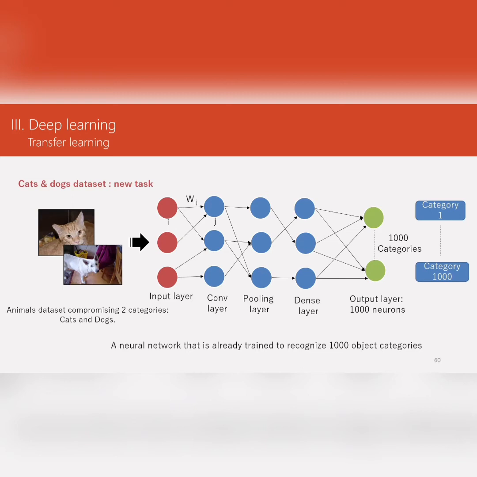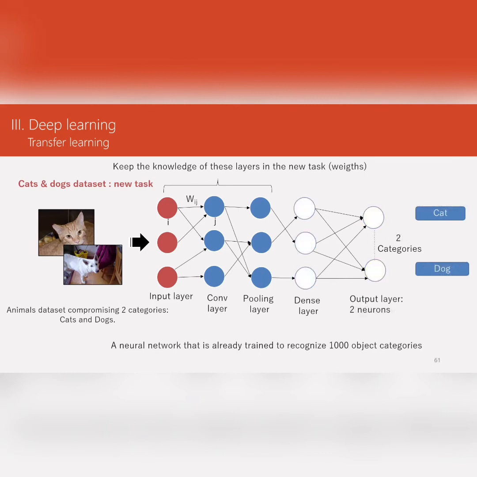So what we do is to freeze the early layers of the previous neural network to keep their weights or knowledge. So these layers are not going to be trained, and this is what we mean by freezing layers. And we replace the last layers by new layers with respect to the number of categories. Here we only have 2 categories instead of 1,000 categories. And then we train these layers on our new task, and this is called fine-tuning.